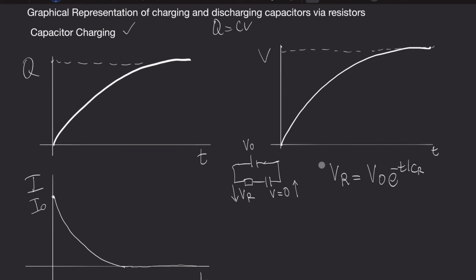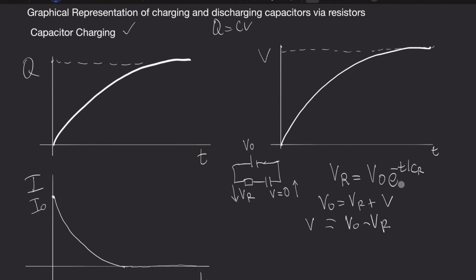Back to this circuit over here, we can see also that by Kirchhoff's second law that V0 has to be equal to VR plus the voltage across the capacitor, which in this case is just V. Okay, well, this means that the voltage across the capacitor V has to be equal to V naught take away VR.